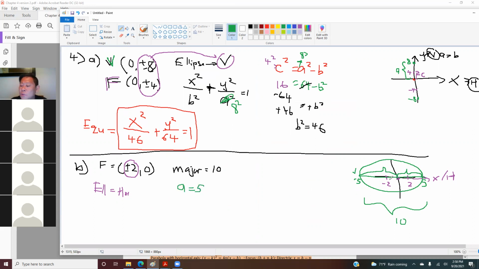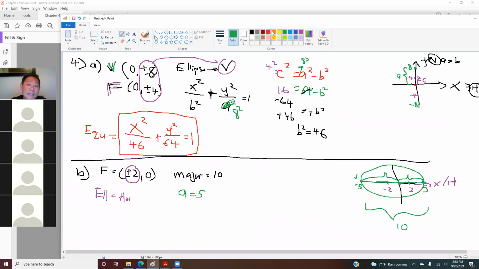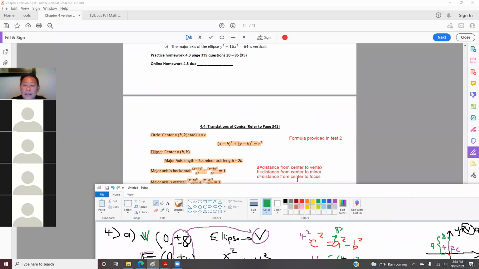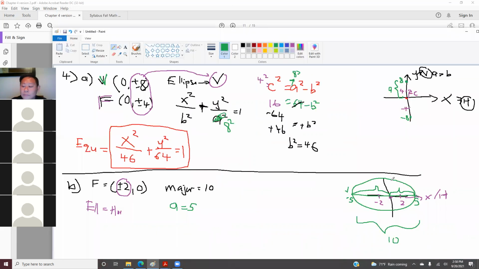What is this 2? Is that your b or your c? Is that your minor or the focus point? It's the focus, so it's c. So c is 2. Again, it's missing b.